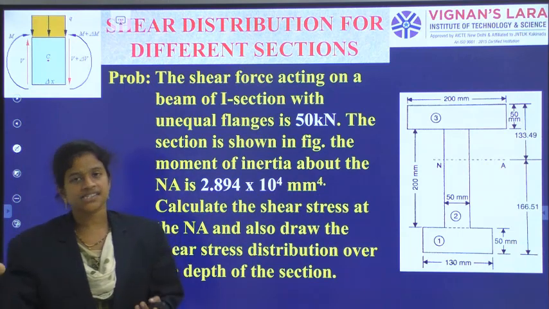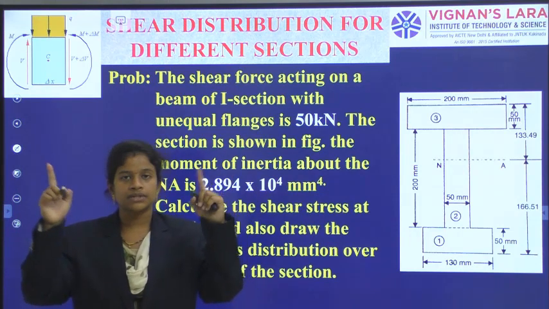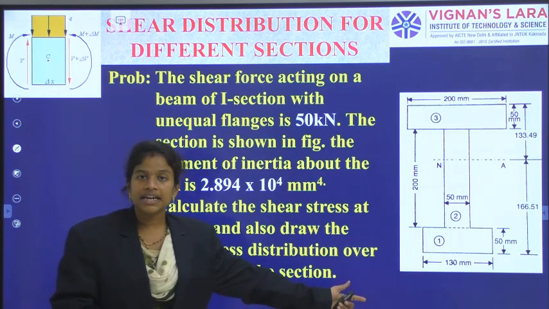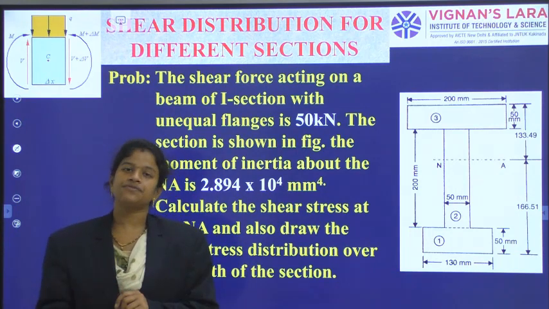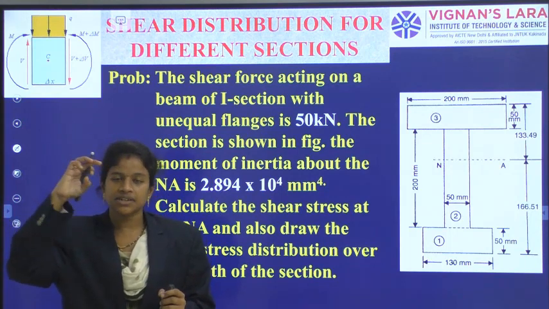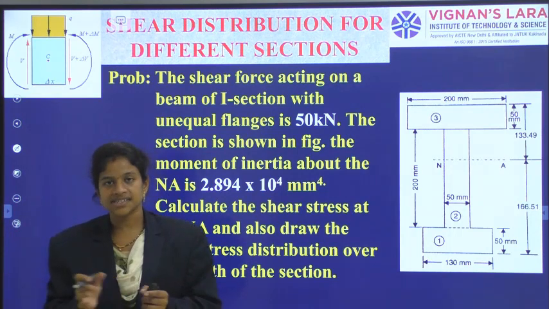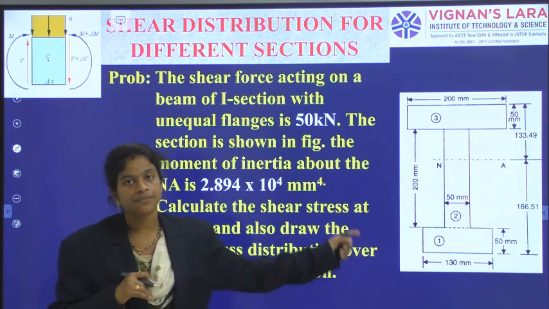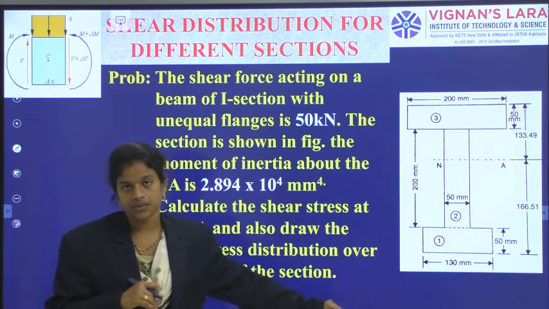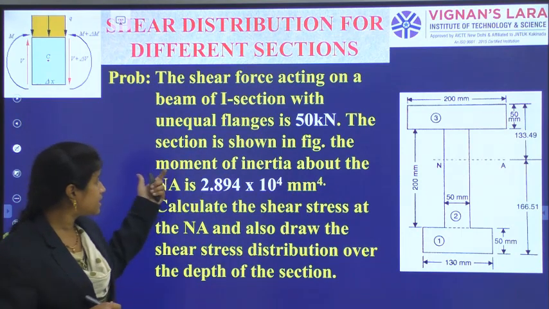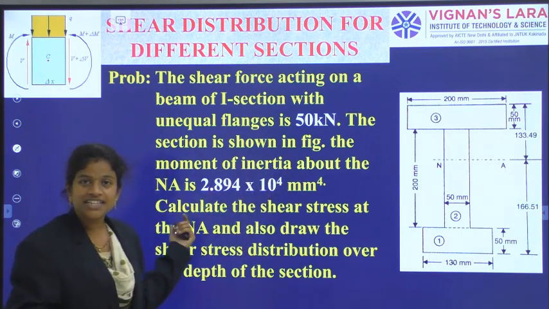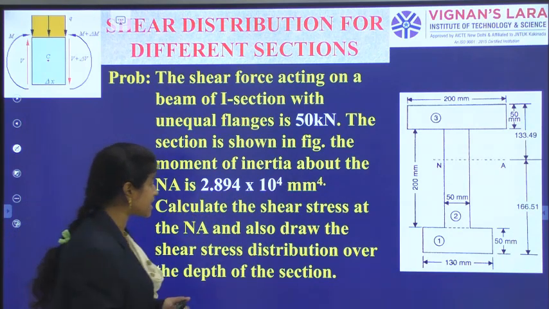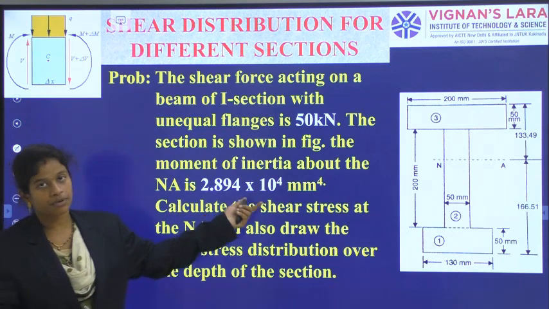For the symmetrical section they gave overall outward dimensions, width, overall depth, and thicknesses. For an unequal section, it is somewhat difficult to explain: the top flange is this much thickness, this much width, the bottom flange is this much thickness. All these are somewhat difficult, so they have directly given the picture of the unsymmetrical I section. And the moment of inertia about the neutral axis also they have given: capital I, moment of inertia of the section about the neutral axis, is 2.894 into 10 power 4 mm power 4.